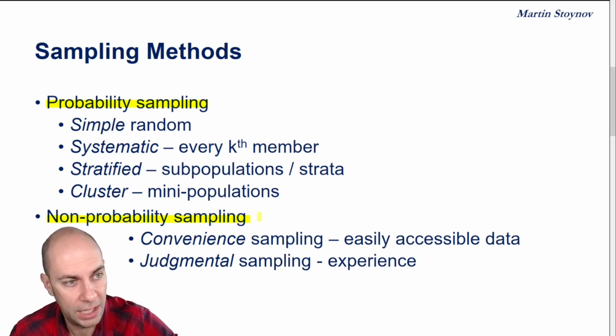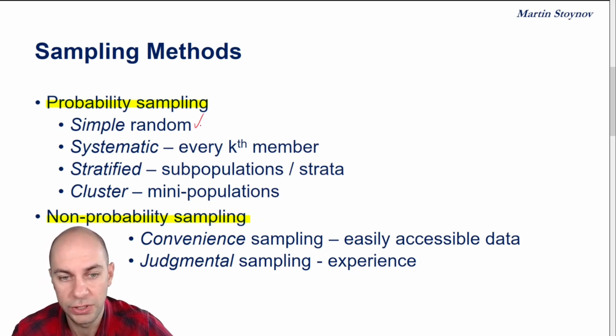Okay, so let's start with the first one, right? Simple random sampling. This is where you're going to take all your population, obviously the part of the population you've got access to, and you are going to simply choose some items randomly from the population. So each member of the population is going to have the same chance of being selected as a member of your sample, right? So that's the first technique, the simplest technique.